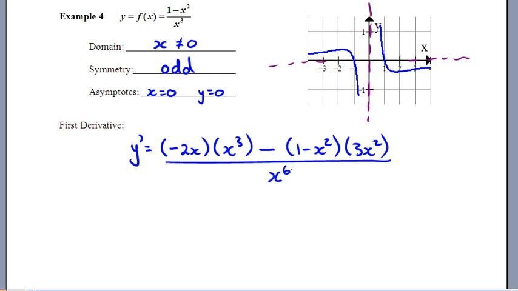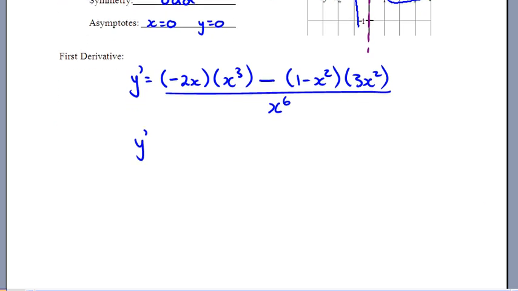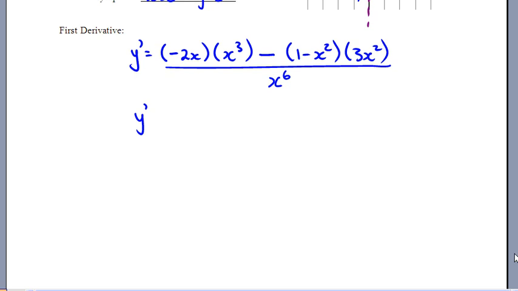Well, that would be x to the 6th. Absolutely worth cleaning these up, right? Because you're trying to figure out when are they 0 or when are they broken, when are they positive, when are they negative, and you can't tell that just from that big mess there. So you start cleaning this up.